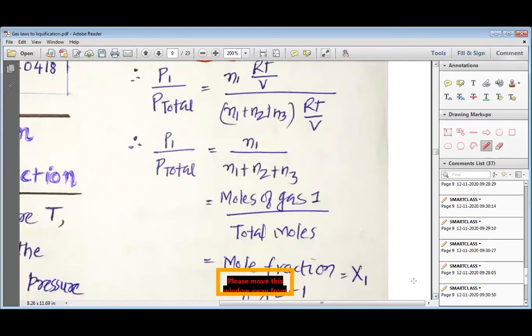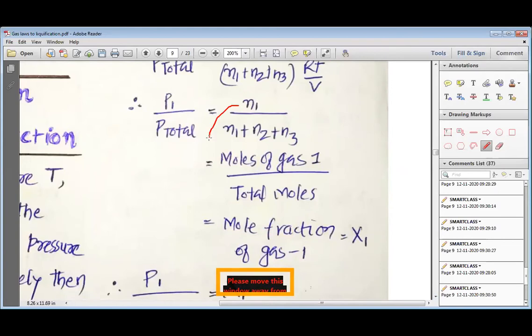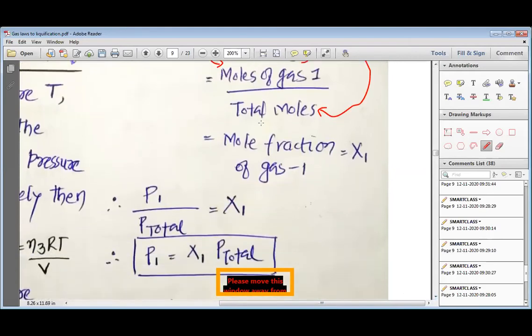Now, what is N1? N1 represents the moles of gas 1. But N1, N2 and N3 collectively represent the total moles. So my dear students, here we can easily understand that P1 by P total is nothing but the moles of gas 1 divided by total moles, and we know that the ratio of moles of a gas divided by total moles is known as the mole fraction. So moles of gas 1 divided by total moles is your mole fraction of gas 1, and the mole fraction of gas 1 is represented as x1, my dear students.